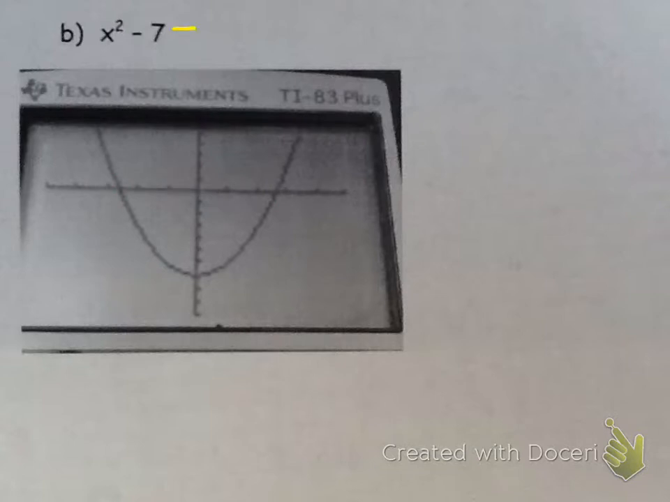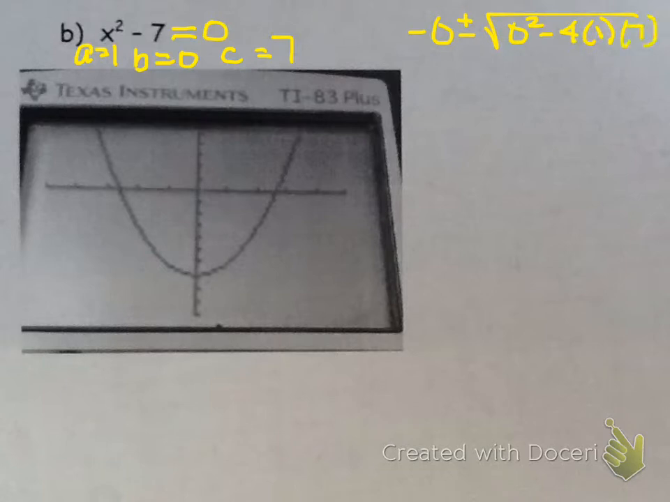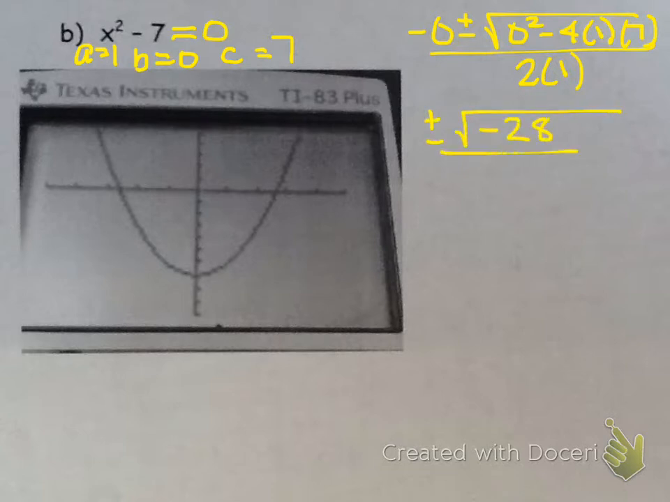So we set this equal to 0, and we can use the quadratic equation to find our roots. So we have a is 1, b is 0, c is 7. So we can plug that in. We would have negative 0 plus or minus the square root of 0 squared minus 4 times 1 times 7, divided by 2 times 1. So I have plus or minus the square root of negative 28 divided by 2. So the square root of, oh, it's negative 7. Sorry guys, negative 7, positive 28.